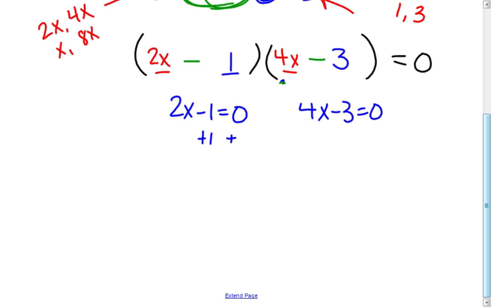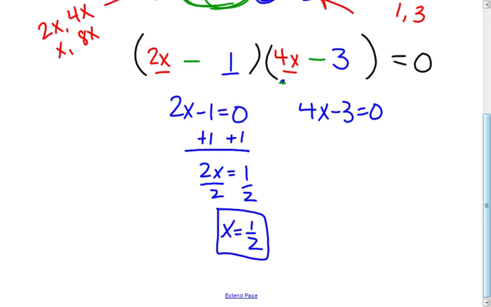So add 1. 2x equals 1. Divide by 2. X equals 1/2. And if I plugged 1/2 into that first parentheses, it would turn that first parentheses into 0. And 0 times, it doesn't matter what's in the second parentheses, will make 0.